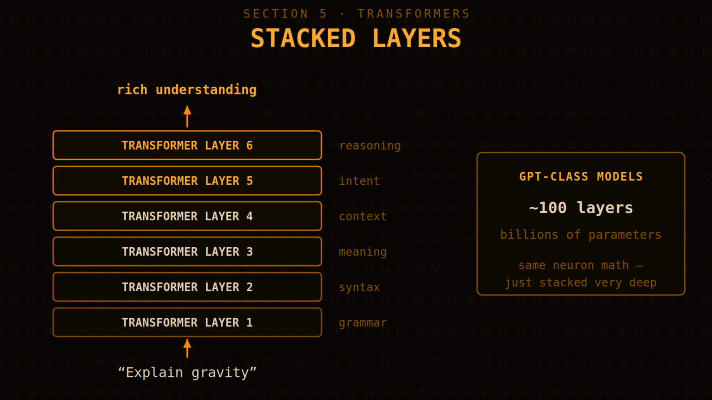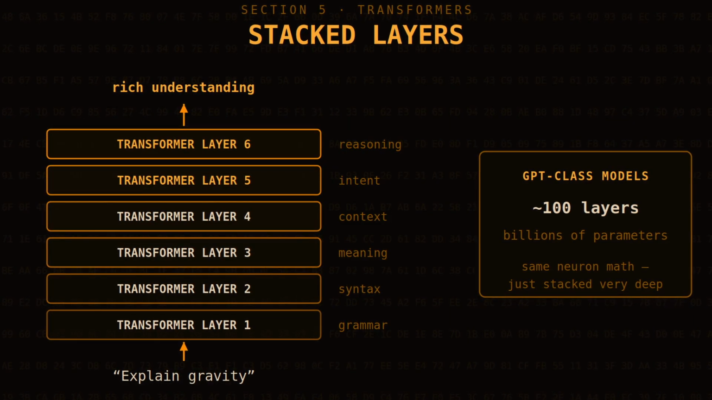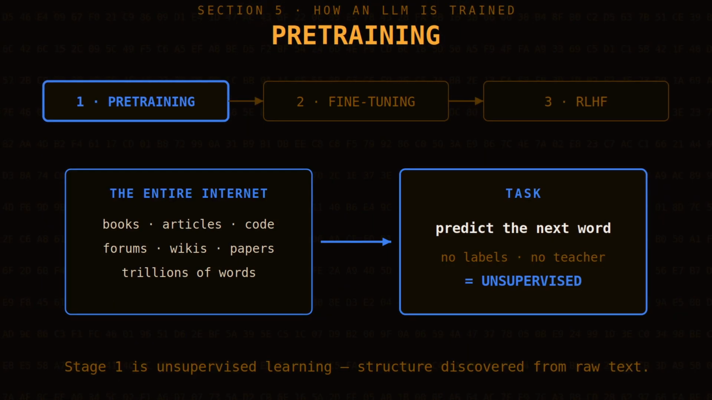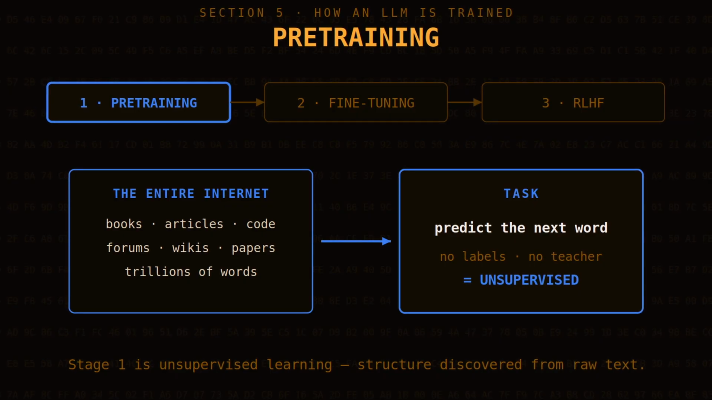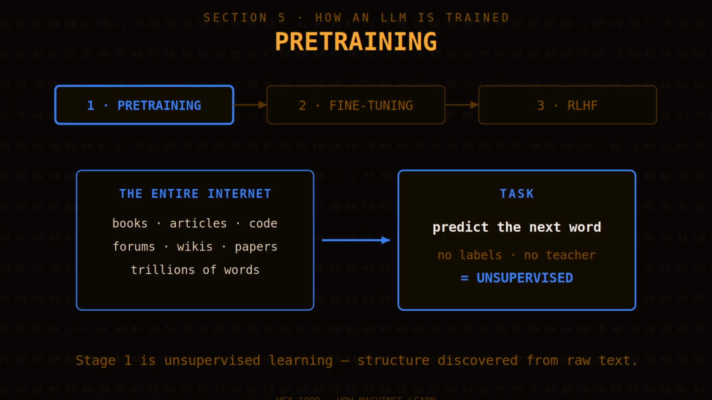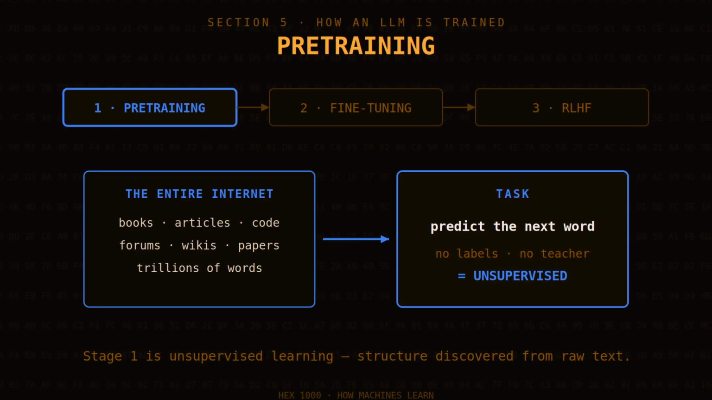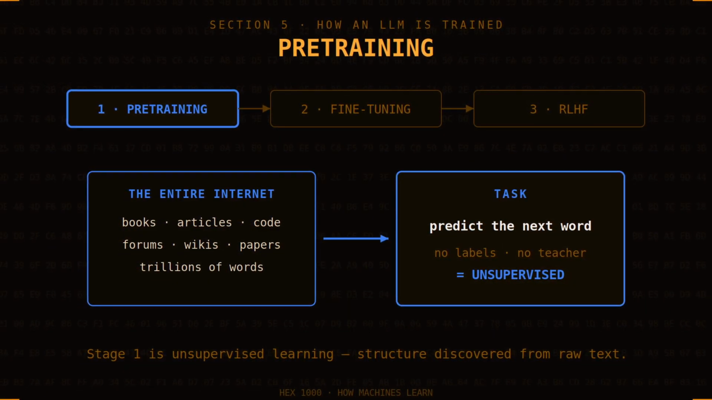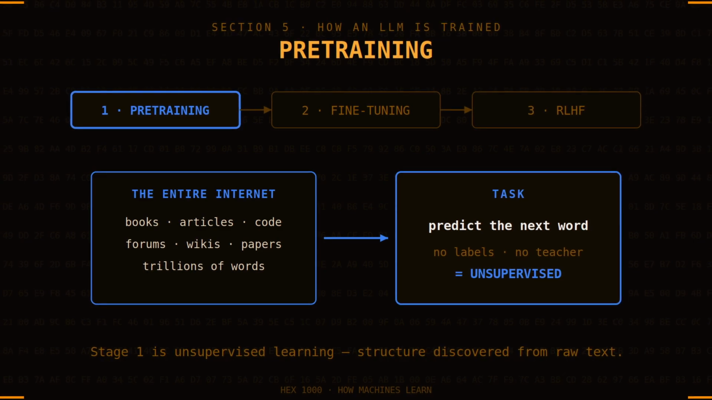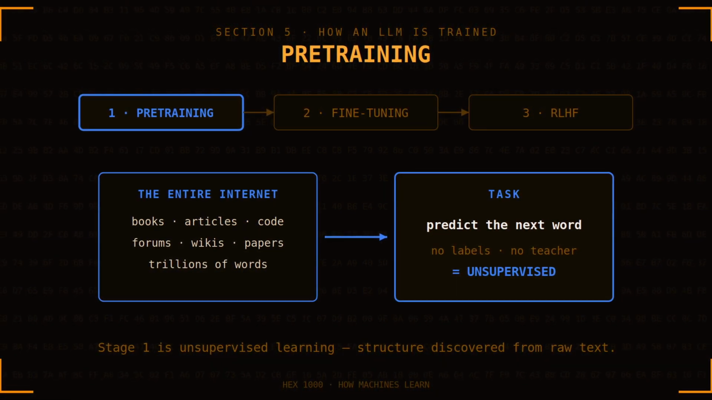So, how does this become ChatGPT? 3 stages. And notice that each one uses a kind of learning we already covered. Stage 1. Pre-training. The model reads an enormous amount of text, a large fraction of the internet, books, code, with one simple goal: predict the next word, over and over, billions of times. No labels needed. The text is its own answer key. That's unsupervised learning, at massive scale. This is where the model learns language itself.